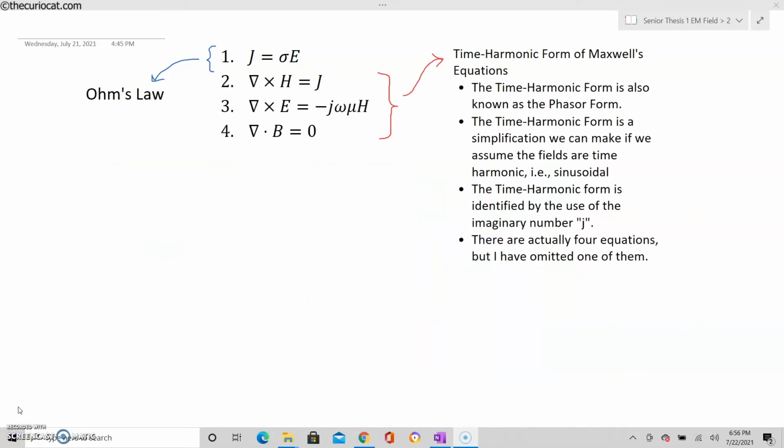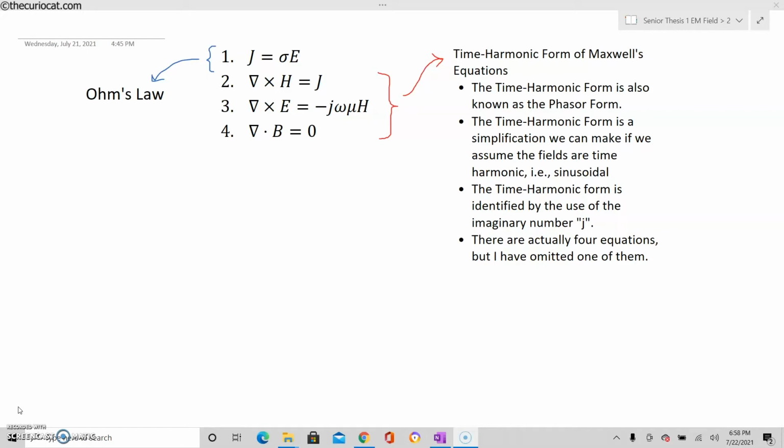The next equations that we need are called the time harmonic forms of Maxwell's equations. So here are some things to understand. The time harmonic form is also known as the phasor form. The time harmonic form is a simplification we can make if we assume that the fields are time harmonic or sinusoidal. And you can identify the time harmonic form due to the imaginary number j in equation 3.